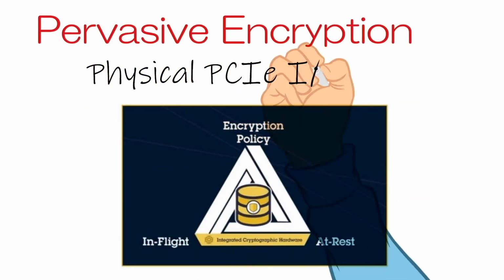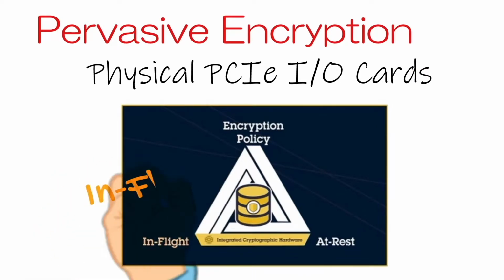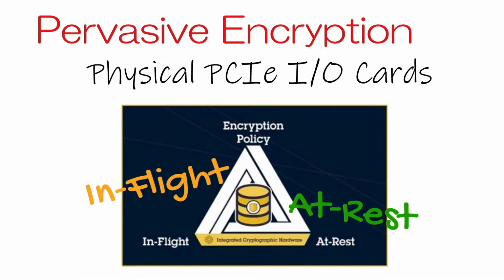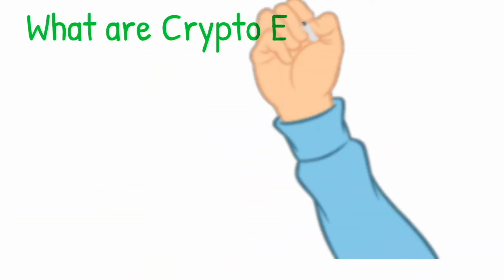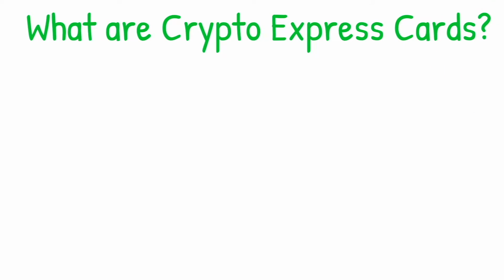I would imagine a lot of you have already heard about pervasive encryption and how it is set around encrypting your data, both at rest or in flight. These Crypto Express cards are a major part of the plan to do that. Let's first explain what these cards are.